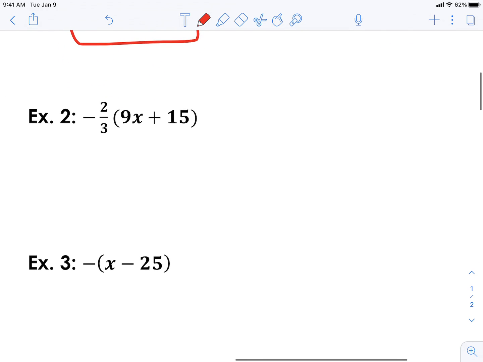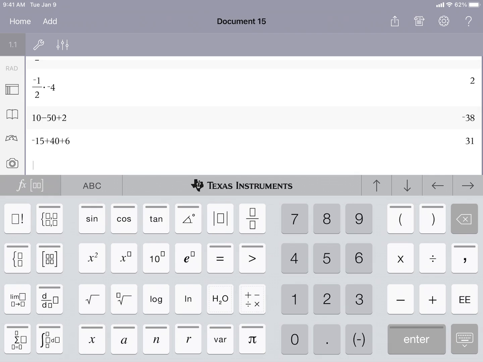Okay, looking at example number 2, we have a fraction being multiplied by stuff in parentheses. You are able to use your calculator for this. I will show you how to do that quickly, so you're going to have to follow along or pause the video so you can see what I do. So I have a negative 2/3, and I'm going to multiply it by 9x. Now I cannot type in x into the calculator, but I can type in a negative 2/3 times 9. So I go over here, I type in a negative 2/3 times 9. I hit enter, I get a negative 6.